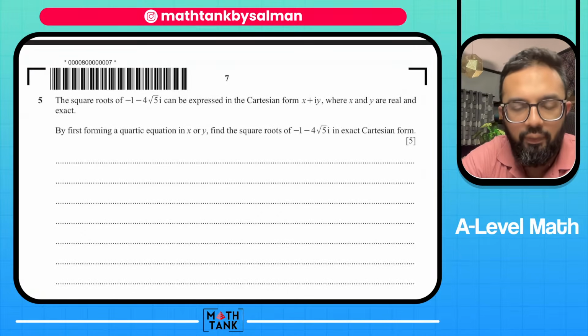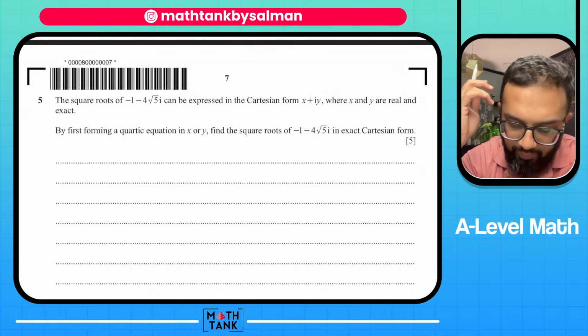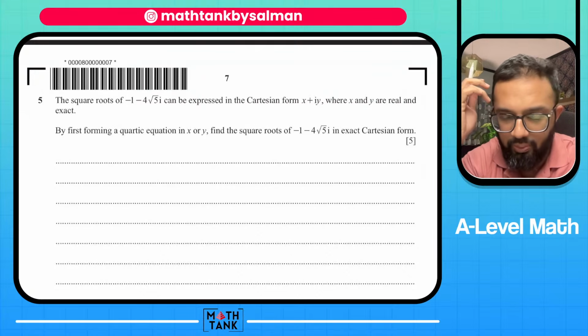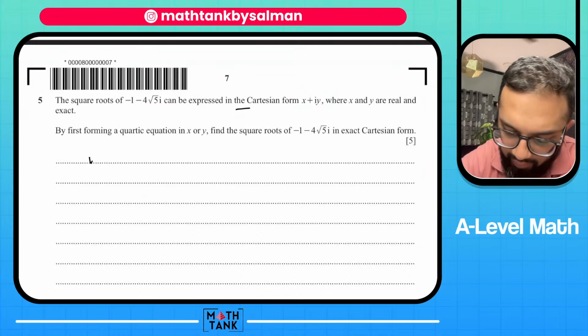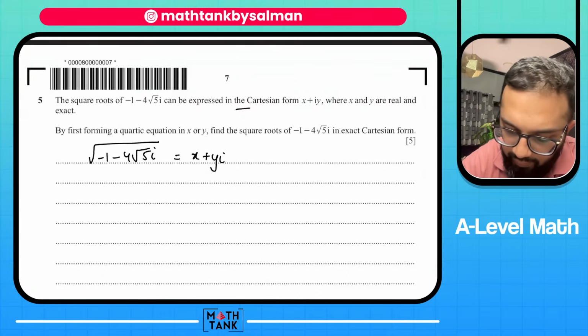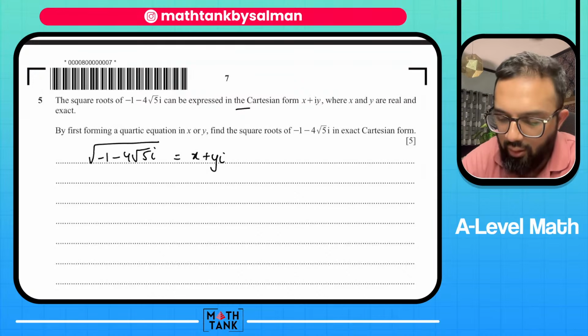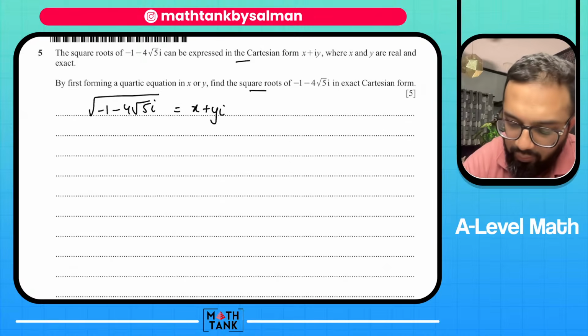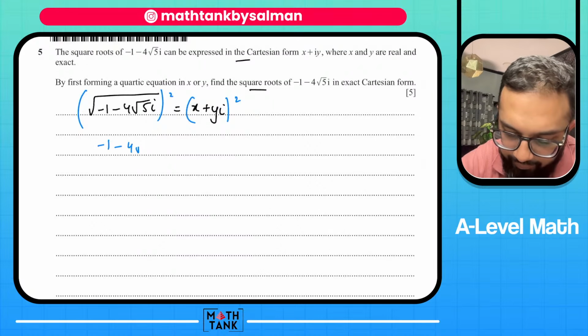Okay, then we have question number 5. This is again something on complex numbers. Let's just do that because I want to record the entire paper. The square roots of this can be expressed in the Cartesian form, by first forming a quartic equation in x and y. Find the square roots of this in exact Cartesian coordinates. Okay, so I'm going to square both sides and then I have something comparable.